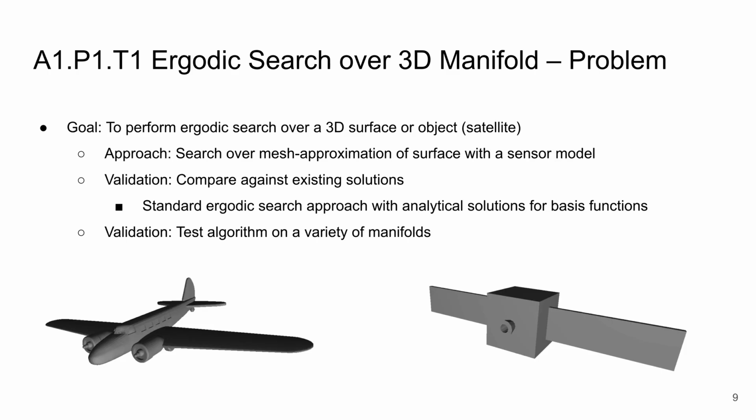So the goal that we're trying to tackle is to perform ergodic search over a 3D surface or object, for example, a satellite or a plane, and we want to use a mesh approximation of that surface alongside a sensor model on the robot that effectively collects our information. We also want to be able to validate this against existing solutions of standard ergodic search, where we have the available analytical solutions for the basis functions. We also want to test this algorithm on a variety of different manifolds that are a little bit more complex.